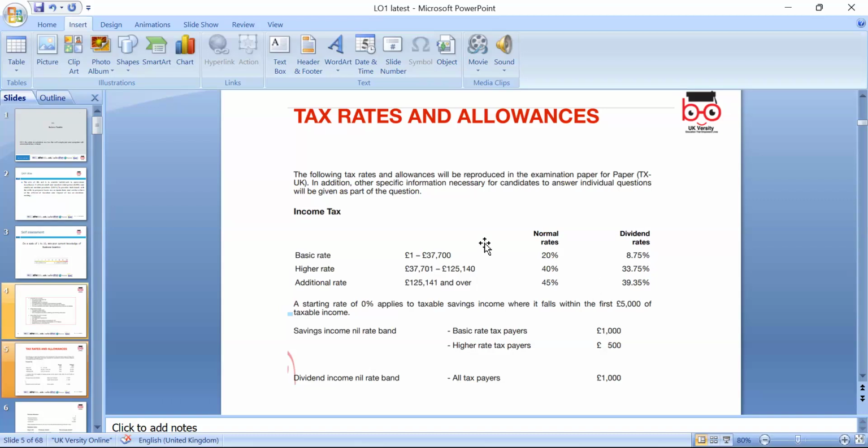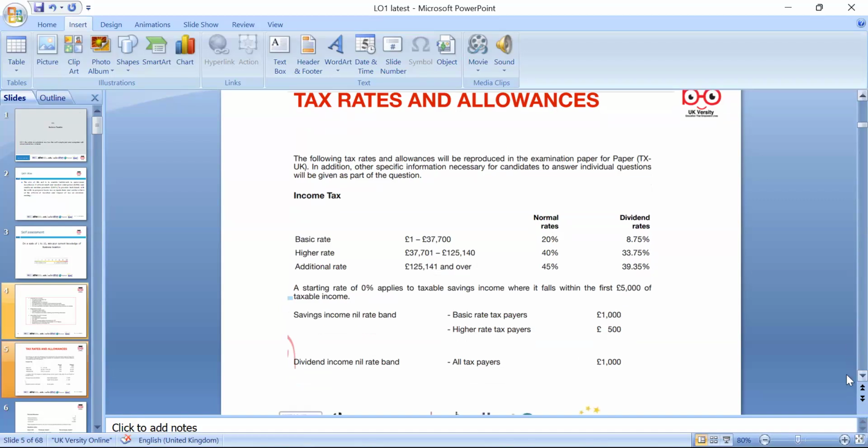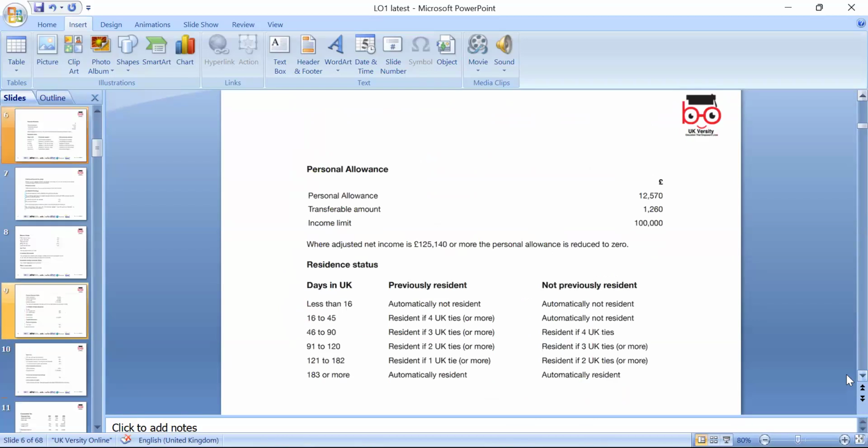So the savings income nil rate band is £1,000 if you are a basic rate taxpayer; if you are a higher rate taxpayer, the exemption is only £500. Dividend income for a basic rate taxpayer has a £1,000 nil rate band, and after that there will be an 8.75% rate up to £37,000. So those we need to look at.